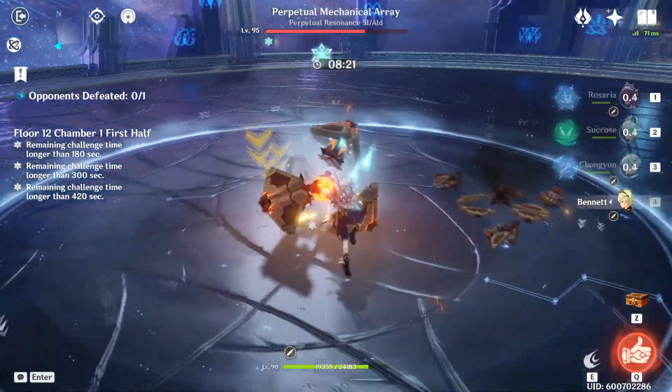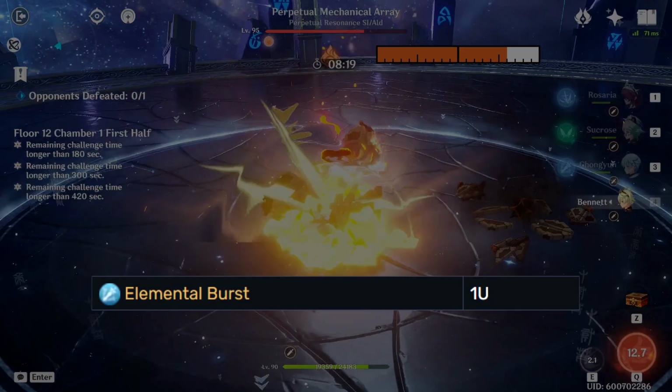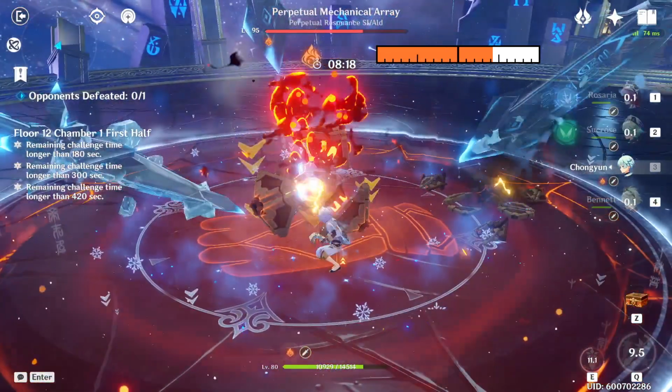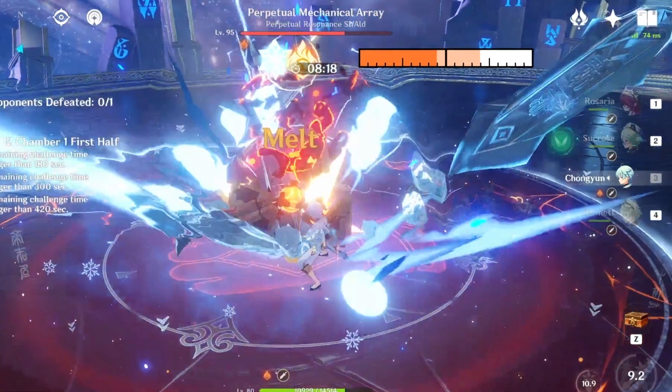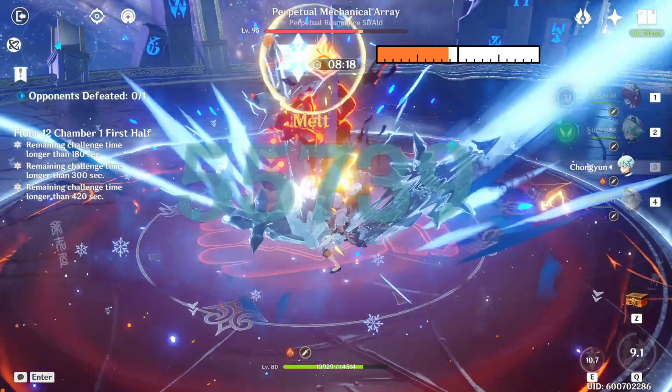Here's another example with Bennett and Chongyun. Bennett's burst applies a 2-unit pyro aura on the enemy, and Chongyun's burst, which doesn't have an ICD, is a 1U attack that hits 3 times. Each hit of his burst only consumes 0.5 gauge units when it triggers melt, so even after the first hit triggers a melt reaction, we still have plenty of pyro aura remaining for the following hits to trigger their own melt reactions.